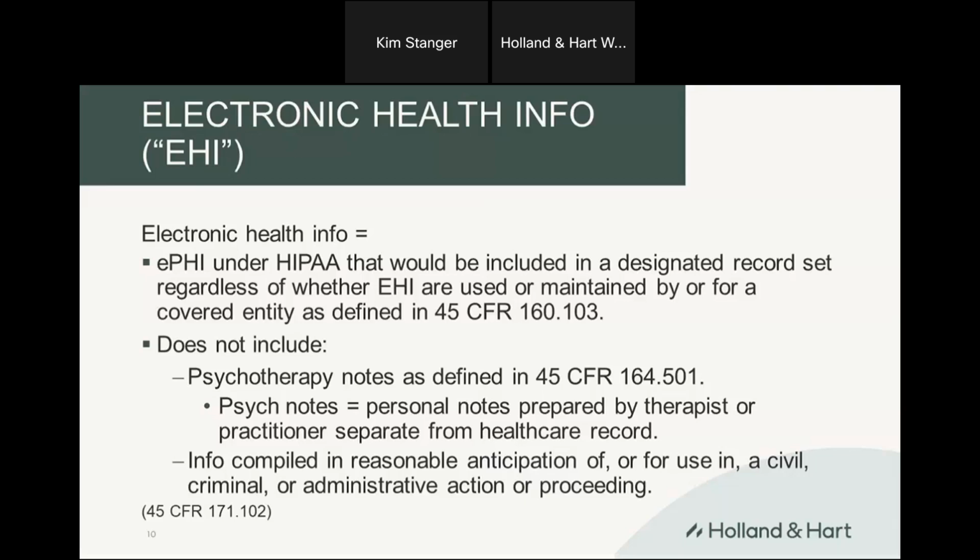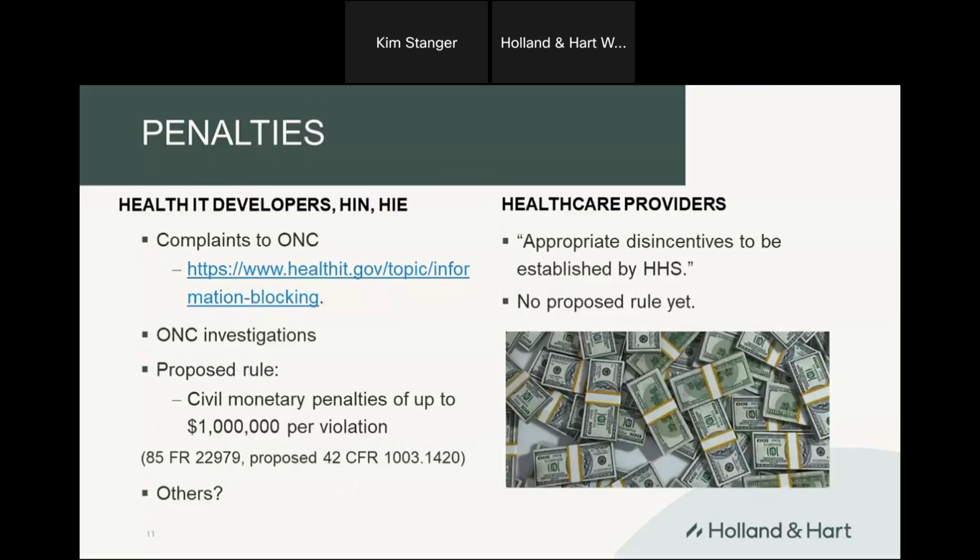The general rule is, hey, if this is electronic protected health information that's maintained in a designated record set, then it is EHI for purpose of the information blocking rule, and you generally have an obligation to not unreasonably interfere with another entity's access or providing that information to another entity. What are the penalties if you violate this?